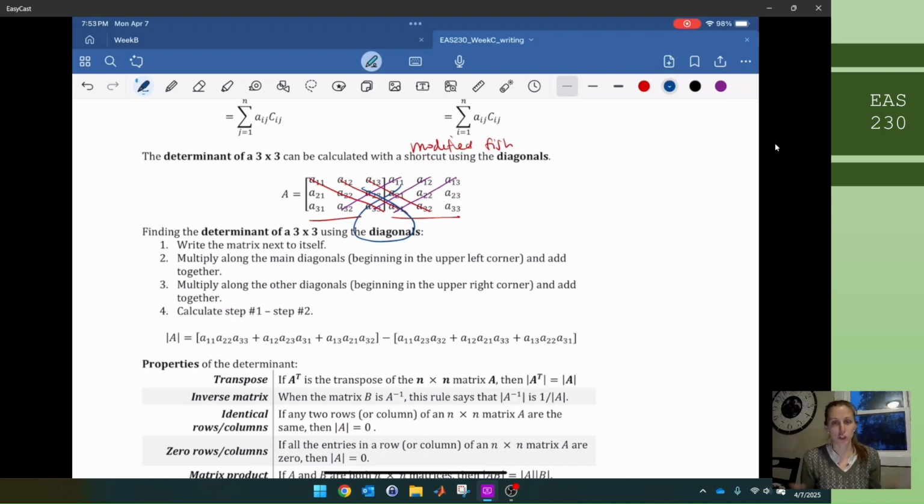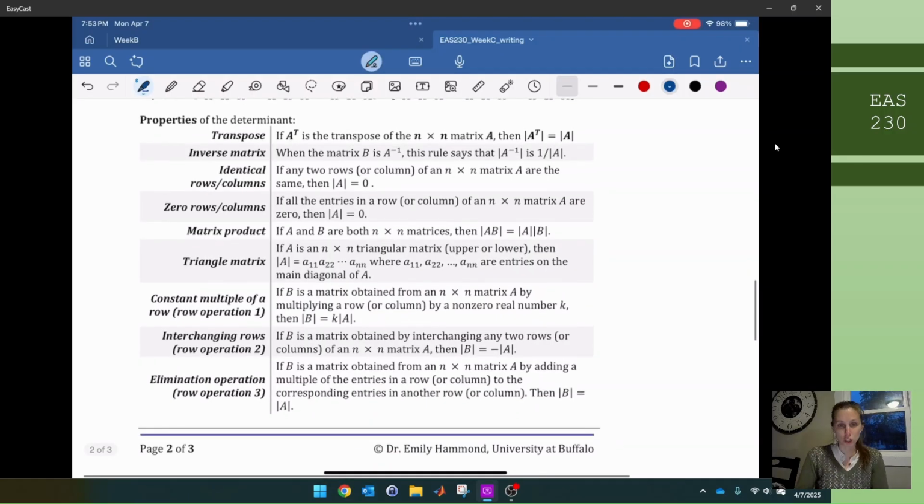That's why I call it modified fish, because it's just like a bigger version of what we do for a 2x2. Okay. This is the formal description, the formal formula for that. But really, it's these numbers multiplied, added together, minus these numbers multiplied, added together.